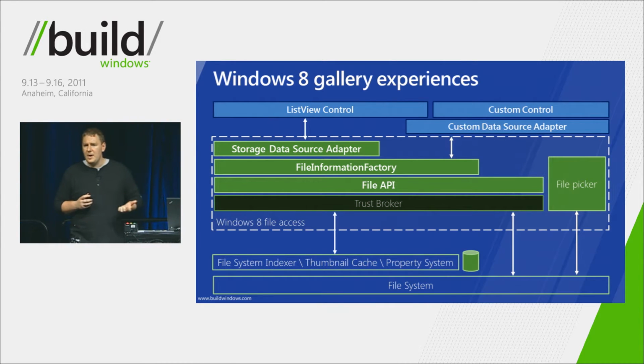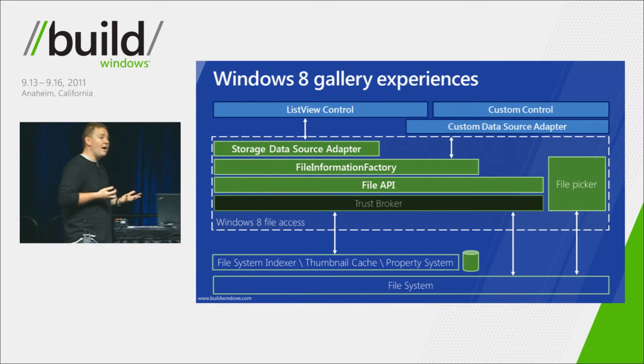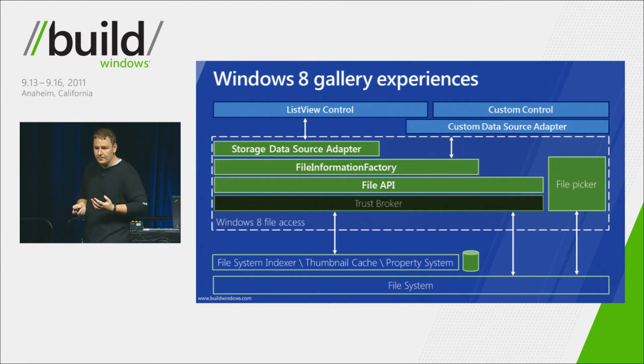Now I'll talk a little bit about the Trust Broker. The Trust Broker is one of the things that maps what your app is capable of doing. Jeff Johnson earlier yesterday gave a great talk on capabilities. Capabilities is all about this new way where ahead of time apps map to what sources they're allowed to access. In this case, it's usually the photos library, the music library, the documents library, and the pictures library.